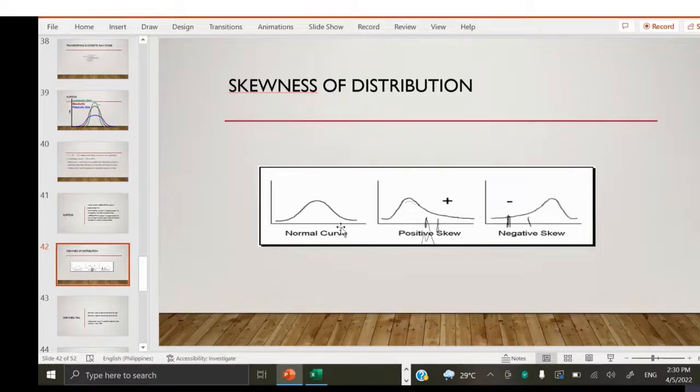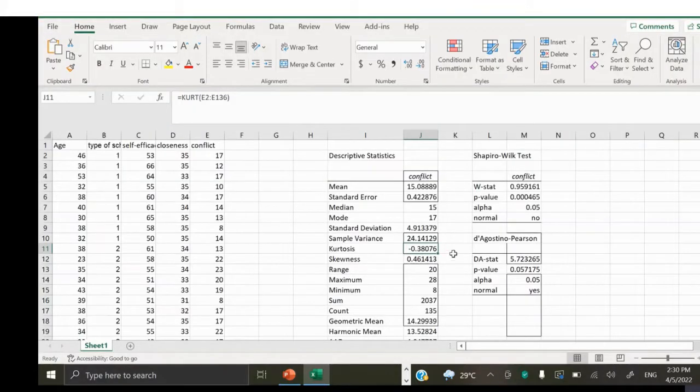So these are the considerations that we have to look at if we will check for normality of our data. Okay? So we see here that the kurtosis is 0.38076 and the skewness is 0.4614. So what does that tell us?